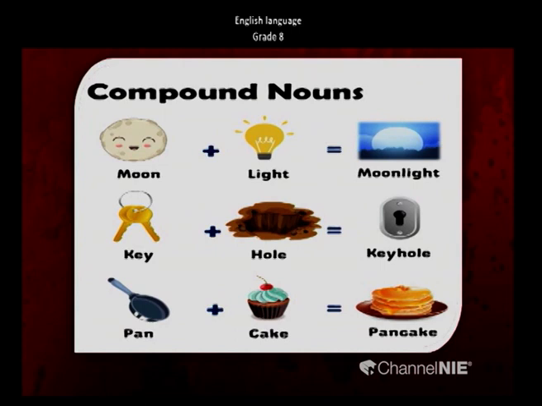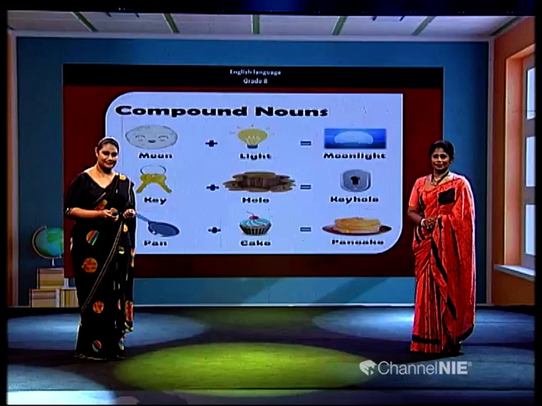Then you have key and there's then a hole. Hole. Then that is keyhole, right? That is a compound noun when you put them together. Pan is there and you have cake. Cake. That becomes pancake. How interesting to form new words like this, children.